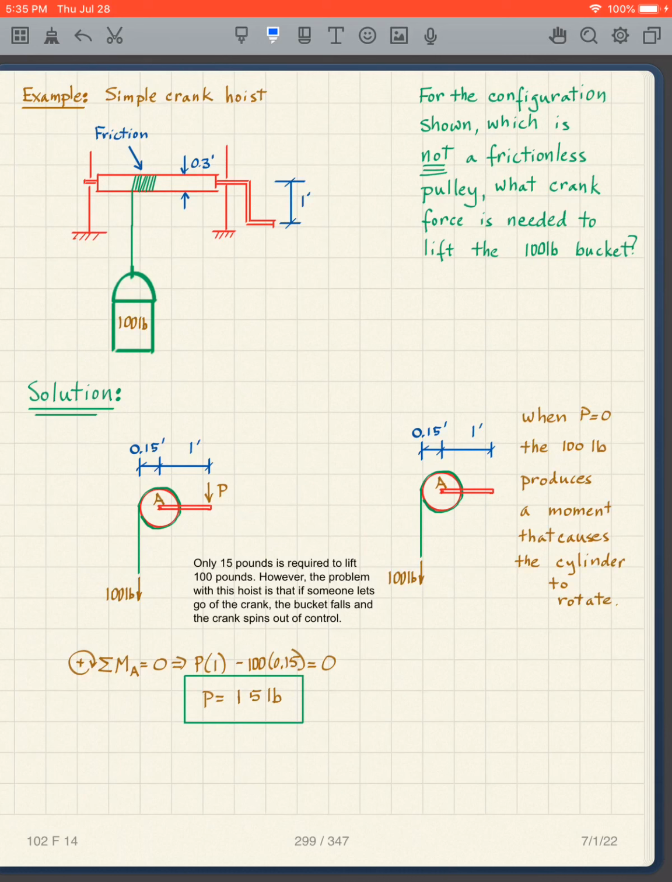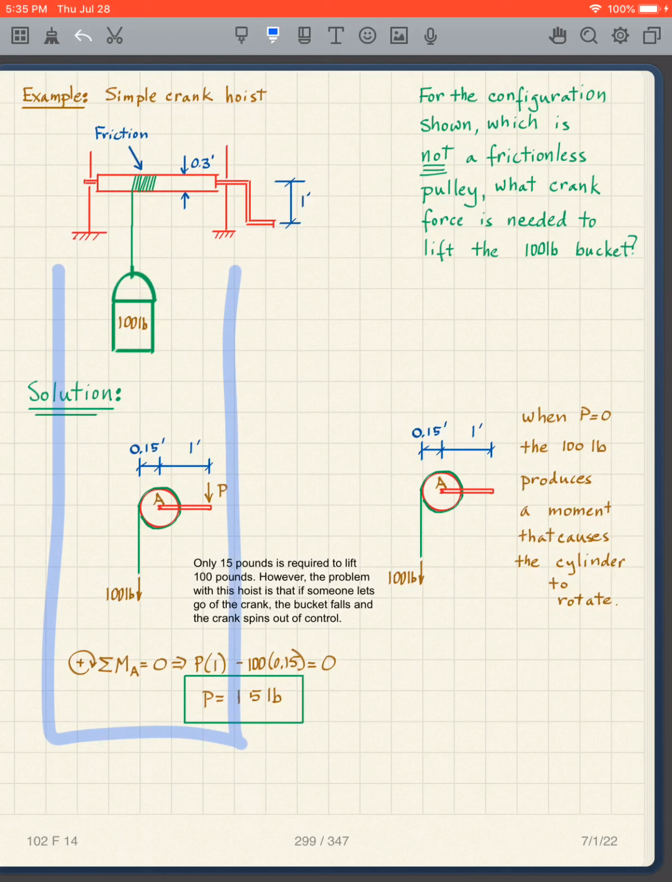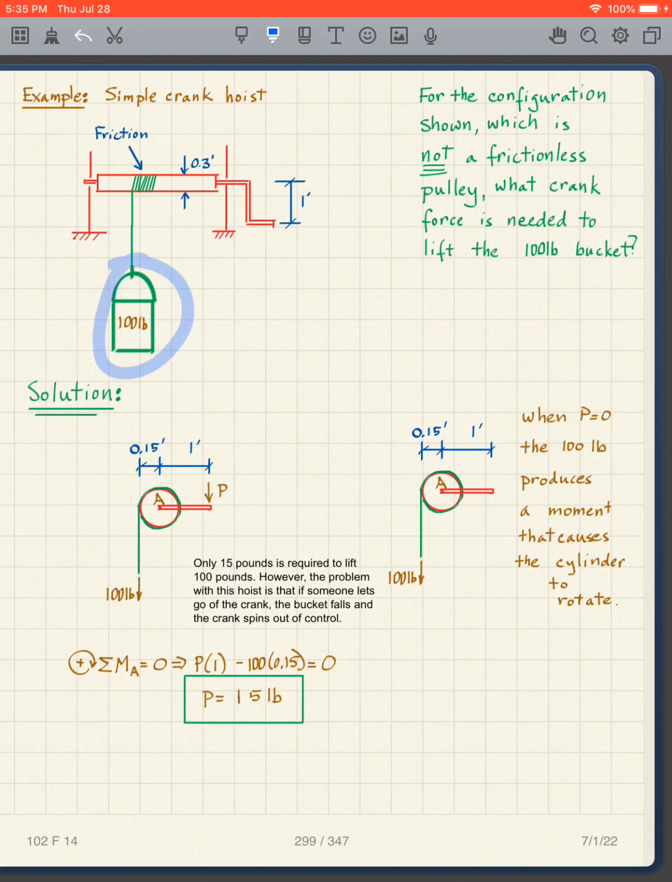I want to talk about another very practical problem, the simple crank hoist. You've probably seen the water well, sort of the Snow White thing, where you have the well here. Here's my crank, and the bucket is there. There's the well. You lower the bucket into the water that's down here, and then you crank it back up. Okay, and we'll just say that the bucket weighs 100 pounds.